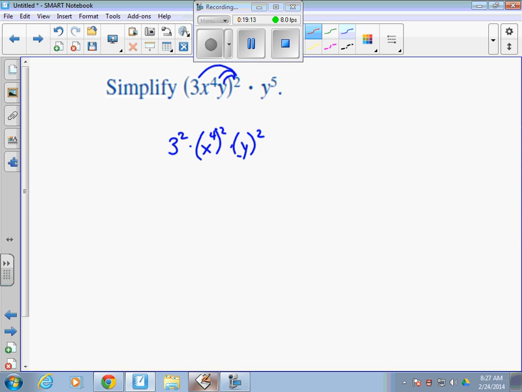So 3 squared we know is 9. X to the 4 squared means x to the 4 times 2, which gives you x to the 8th power. And then y to the 1, it's there, even though you can't see it, times 2 is y squared. And then bring down your y to the 5th. So just like the last one, instead of multiplying 2 times 5 at the end for this last part, you do y to the 2 plus 5. That'll be the part that'll get you on this, because you have to go back and forth with it. So you have 9x to the 8th, y to the 7th power.